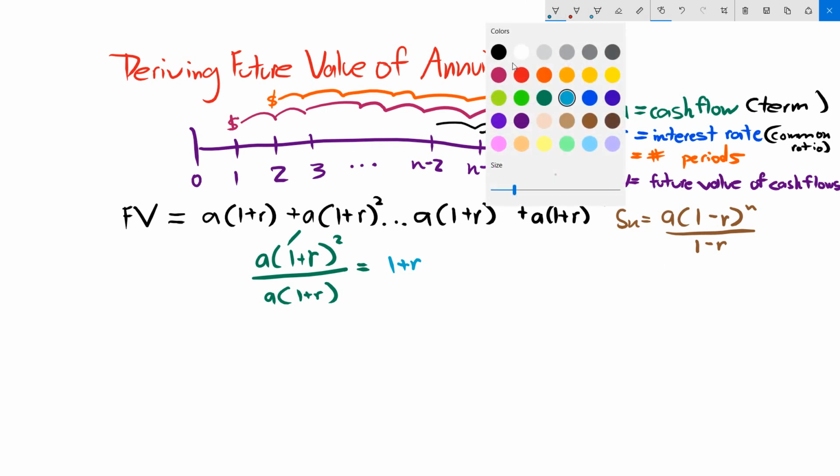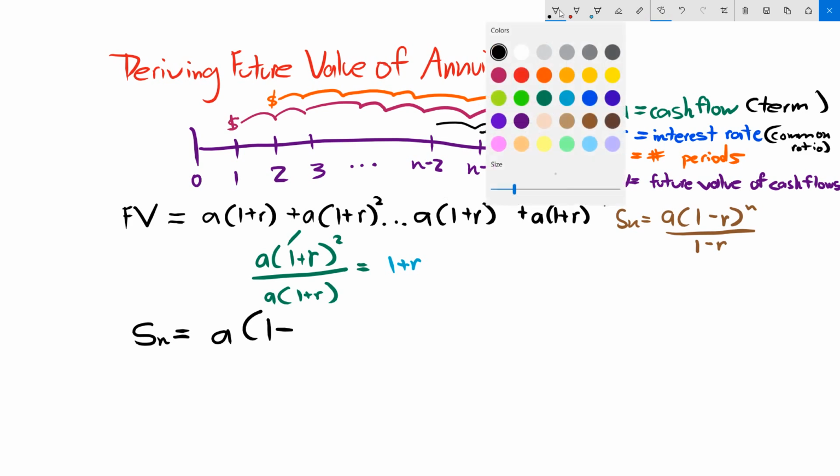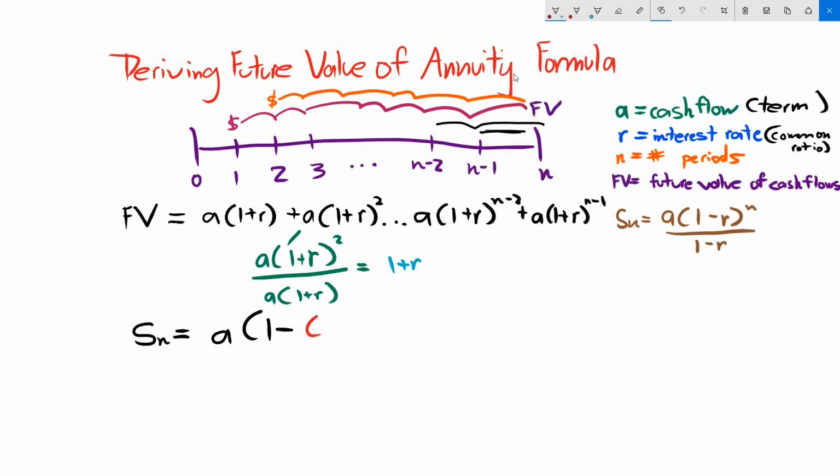So if we were to plug this into our geometric series formula, what do we have here? Well, we have 1 minus, and now we're going to substitute in our common ratio, which is 1 plus r, to the n. Oops, I need another bracket there. And then divided by 1 minus our common ratio, which is 1 plus r.